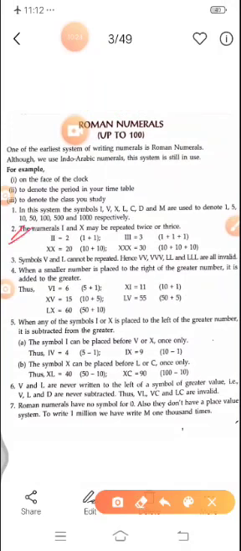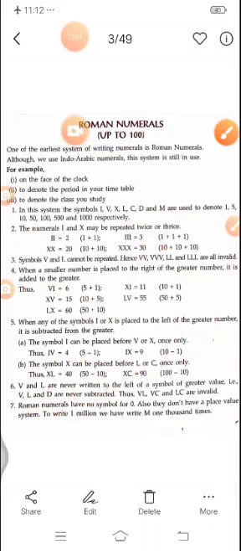In this rule, we can only repeat a symbol like I or X only twice or thrice. Okay, means that we can only repeat the number 2 times or 3 times, not more than that. Like if you want to write 2, we can write I and I. If we want to write 20, then we can write XX. Okay, so there is another rule that symbols V and L cannot be repeated.